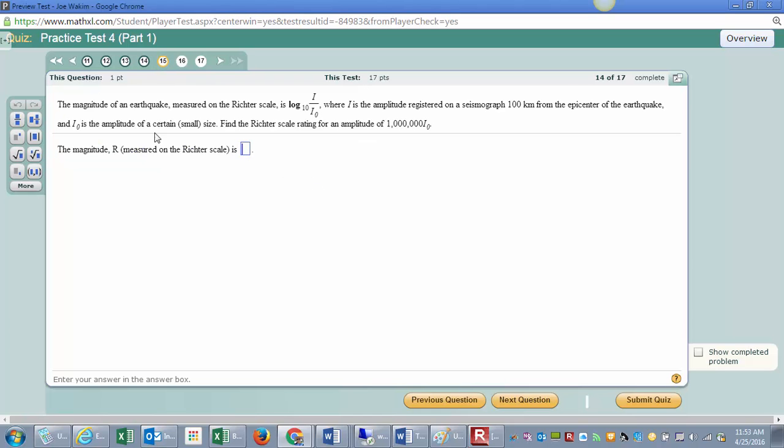The magnitude of an earthquake measured on the Richter scale is log of I over I0, where I is the amplitude registered on a seismograph 100 kilometers from the epicenter of the earthquake, and I0 is the amplitude of a certain small size. Find the Richter scale rating for an amplitude of, so if this I is equal to 1 million I0, now divide this, you get 1 million I0 over I0. The I0 will cancel. 1 million is 10 to the power 6. Using the power rule, that 6 will move out. So 6 log of 10 base 10 is 6. So that's it. 6 is not too bad, right? Is it too bad for an earthquake?